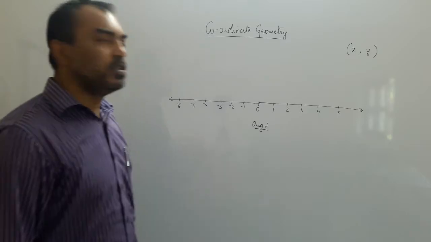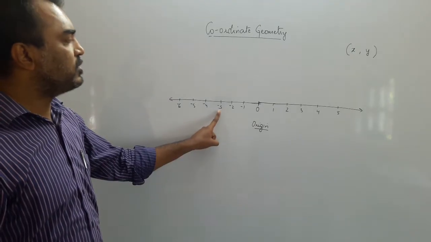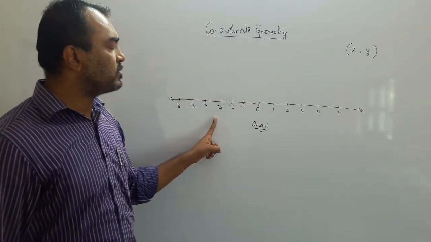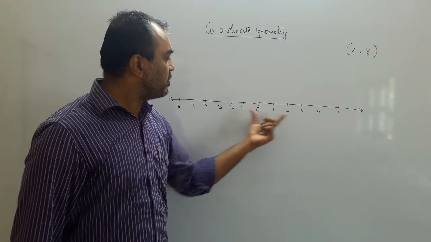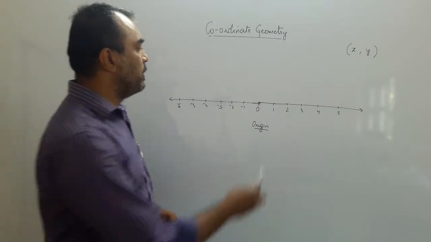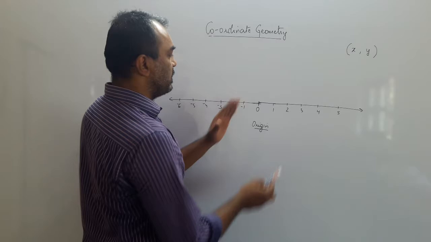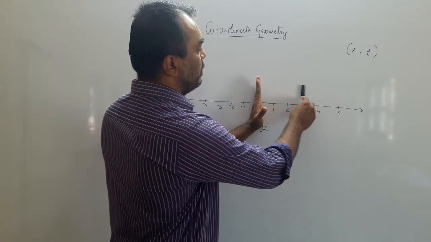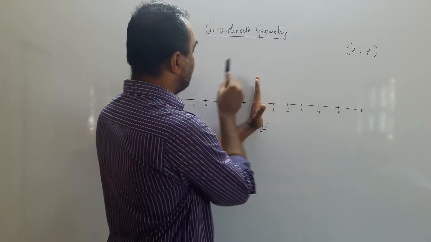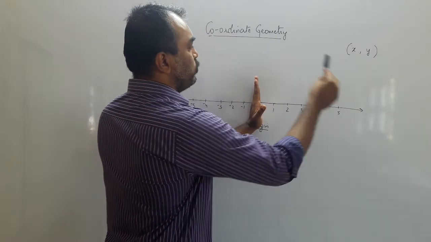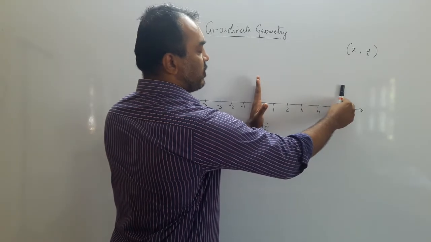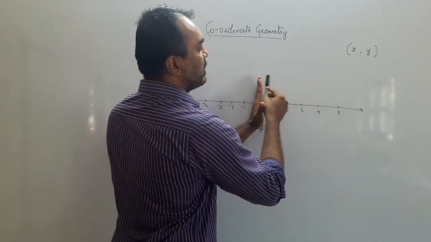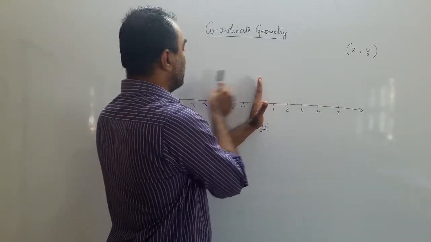Now what can you observe on this number line? What is -3? How does it come? You can see this 3 and this -3. They are at the same distance. If you place a mirror here and you are standing here in front of the mirror, you will see your reflection exactly at -3. If you stand at 5, in front of your mirror, you will see your image at -5. The distance between the object and the mirror and the distance between the image and the mirror will always remain the same.